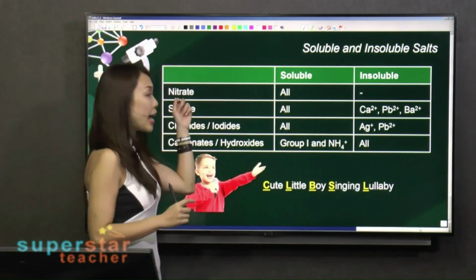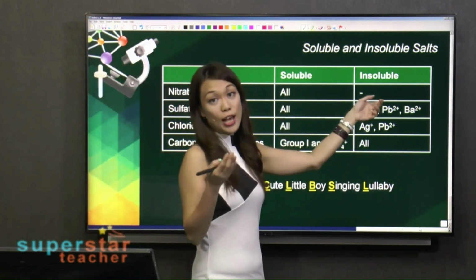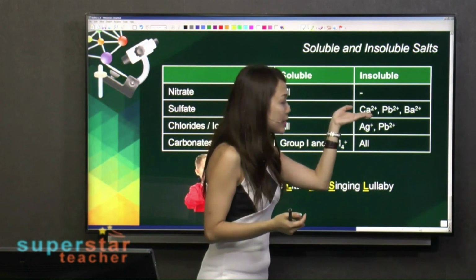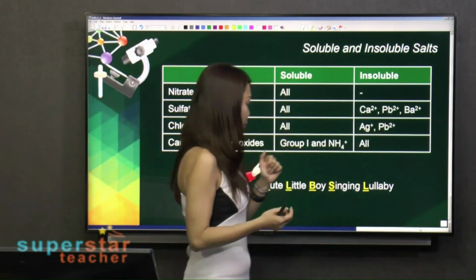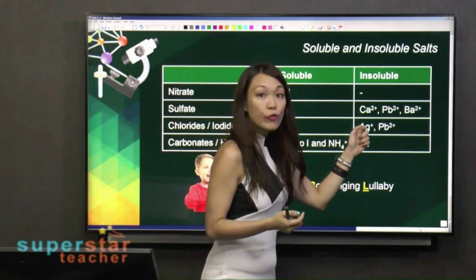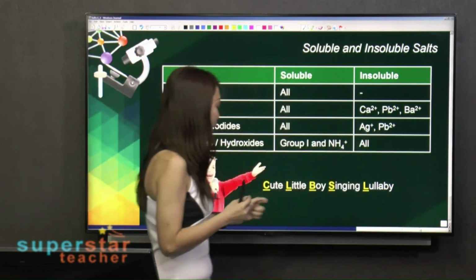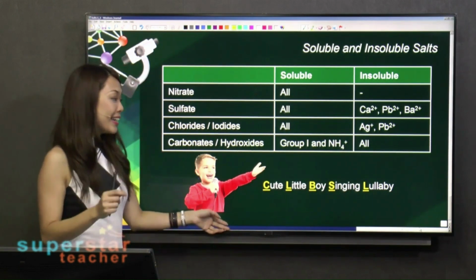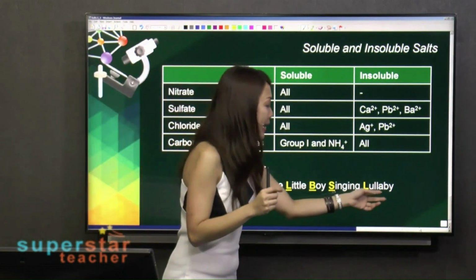First of all, nitrate, simple. All nitrates are soluble. Sulfate here, except for these three: calcium, lead, and barium. And of course, chloride and iodide, we have silver and lead. So I came up with this: Cute little boy singing lullaby.